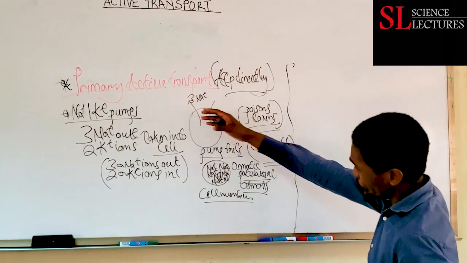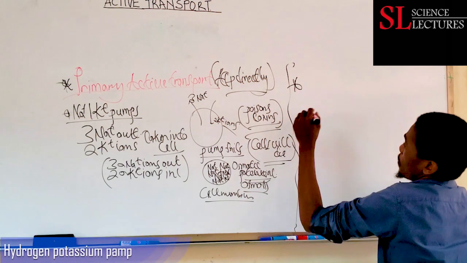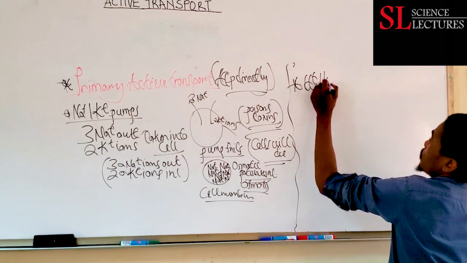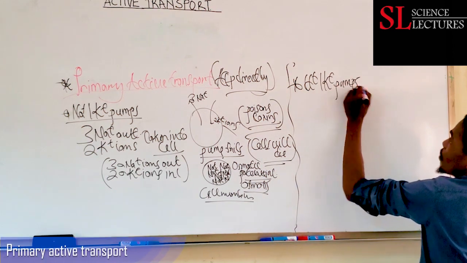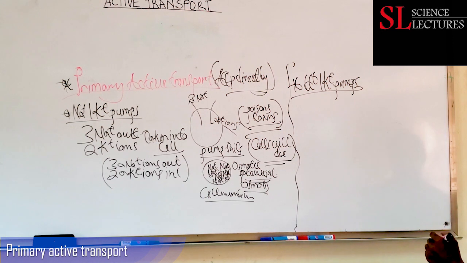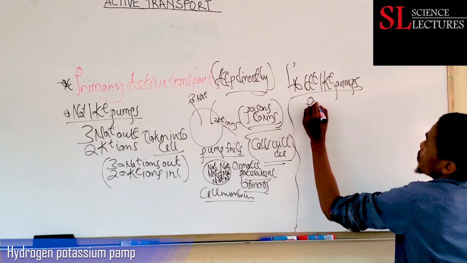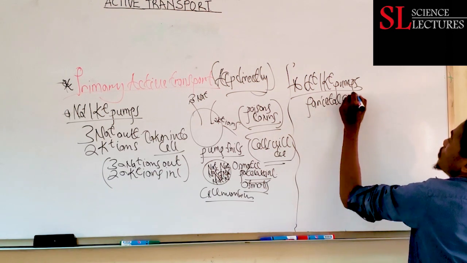So which other example falls under primary active transport? They are the hydrogen potassium ATPase pumps. So hydrogen potassium ATPase pumps, where are they found? These pumps are found in the parietal cells. This pump will operate in the parietal cells.